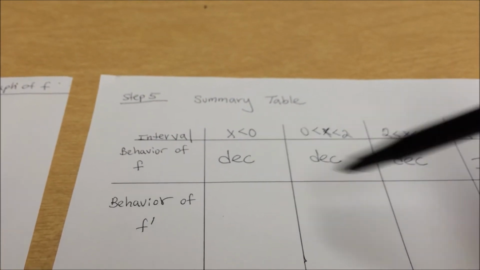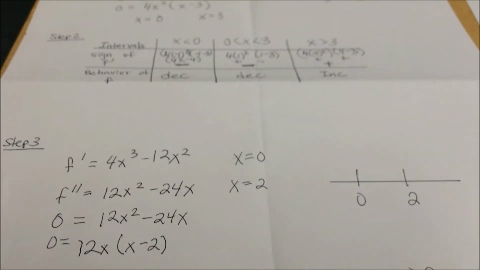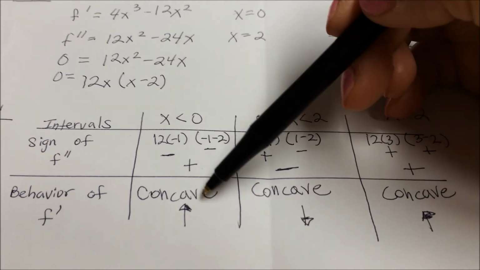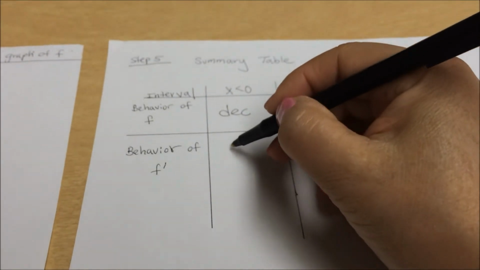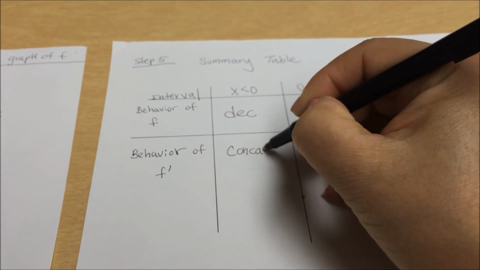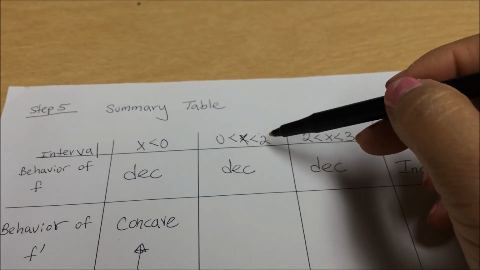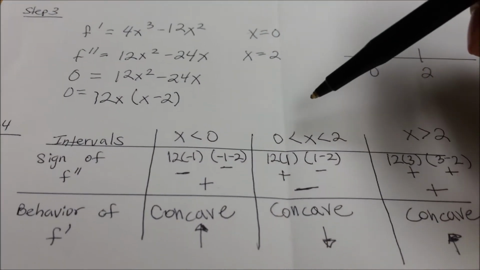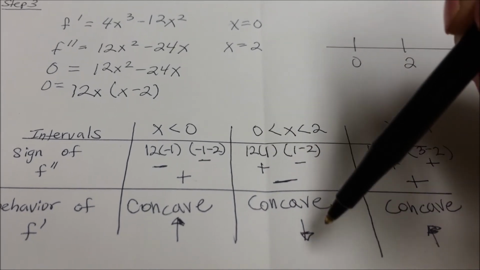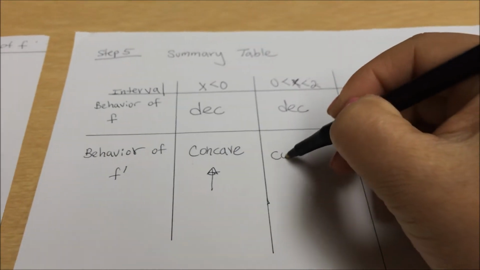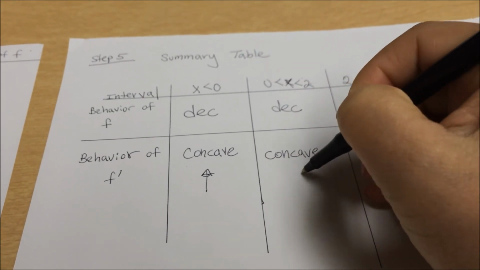So when x is less than 0, we go to this now on the second chart right here. When x is less than 0, we said it's concave up. So on this part right here, we're putting concave up. Okay? When x is between 0 to 2, so from here, 0 to 2 falls in right here, it is concave down. So we have then concave down.